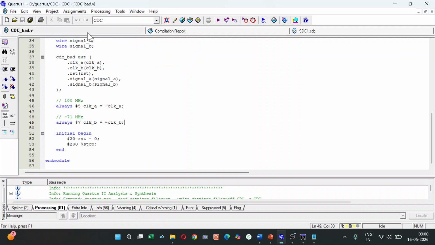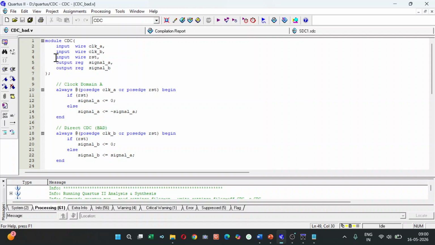So here is our Verilog code. You can see in this code we define our inputs and all our outputs. We use two clocks in this code, which means two domains: first clock_a and second clock_b. In clock domain A, when reset is high, signal a is 0, and when reset is 0, signal a will be the inverse of the previous signal state.